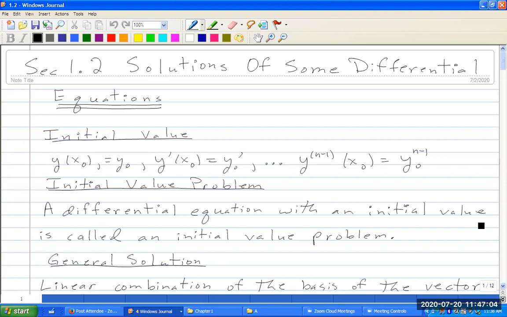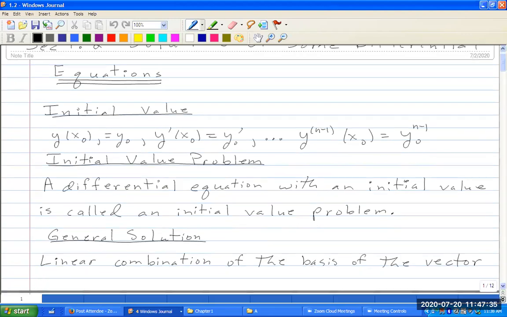Sometimes it's also called a Cauchy problem. For ODEs, we'll almost always call this an initial value problem. Usually for ODEs it's called the initial value problem, except when we accidentally call it a Cauchy problem, but it's an initial value problem for ODEs.